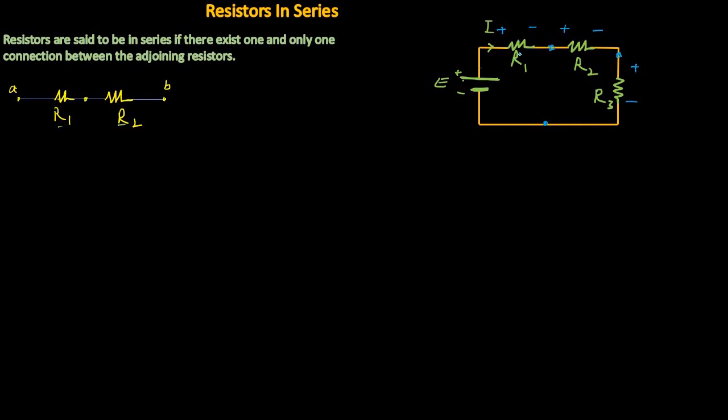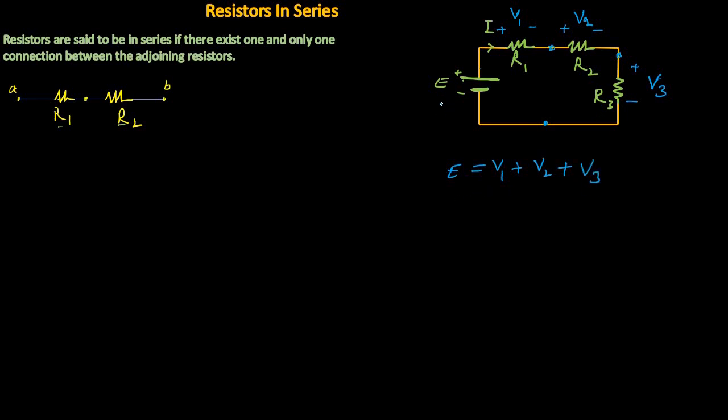So the voltage drop across resistor 1 is, let's say, V1, the voltage drop across resistor 2 is V2, and the voltage drop across resistor 3 is V3. According to the law of conservation of energy, the voltage supplied by this source is equal to the voltage absorbed by these three resistors. So the voltage across the terminals of this battery is E, and E equals V1 plus V2 plus V3.